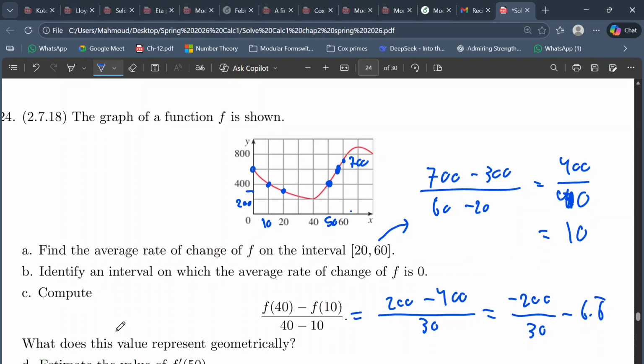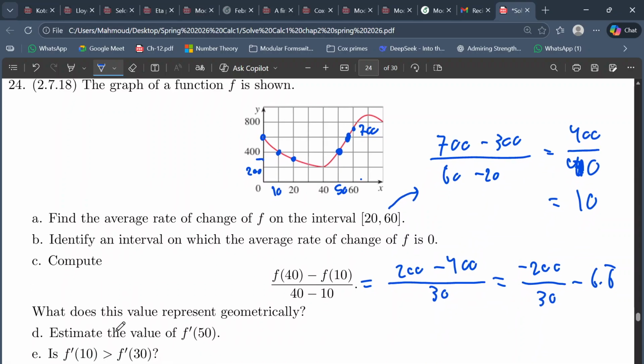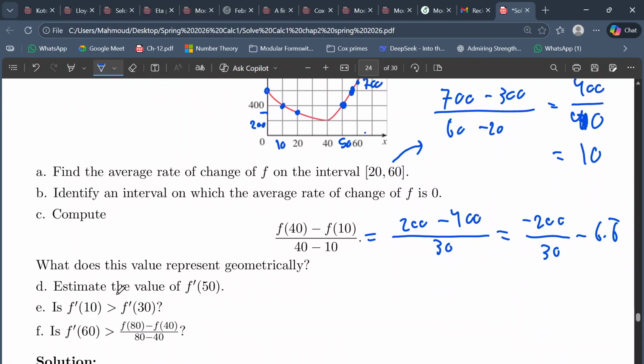Yeah, it's decreasing, right? Now, estimate the value of f prime of 50. Estimate the value of f prime of 50. What do you think?